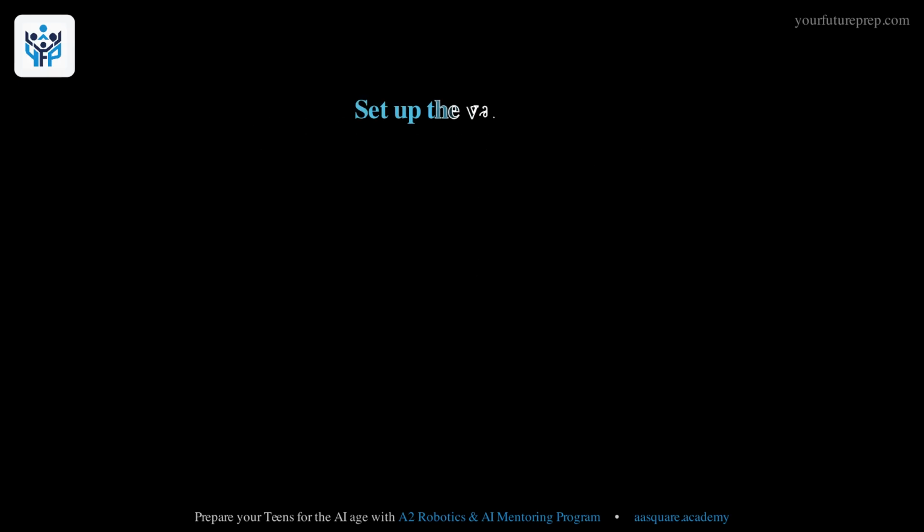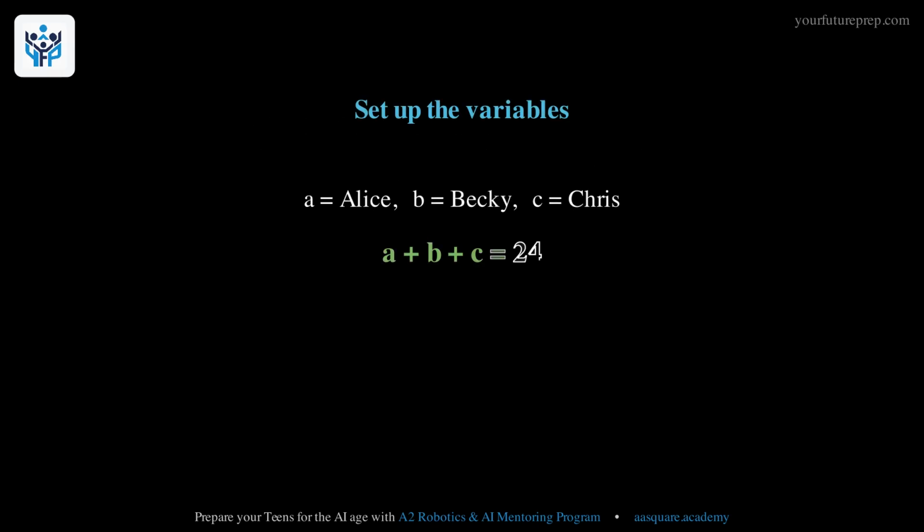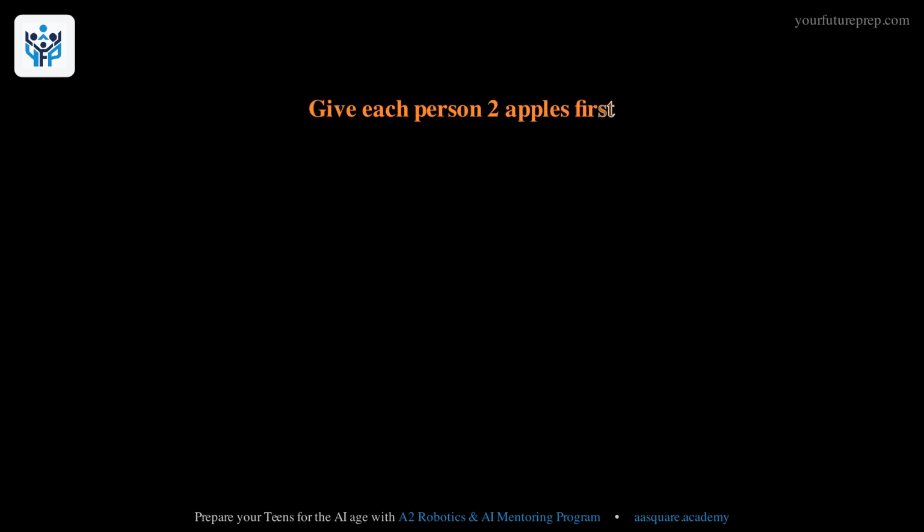Let A, B, and C be the number of apples Alice, Becky, and Chris get. The three amounts add up to 24, and each one must be at least 2. Here is the trick. Give each person their 2 required apples first. Write A as A prime plus 2, B as B prime plus 2, and C as C prime plus 2. Now A prime, B prime, and C prime can be any number from 0 upward.